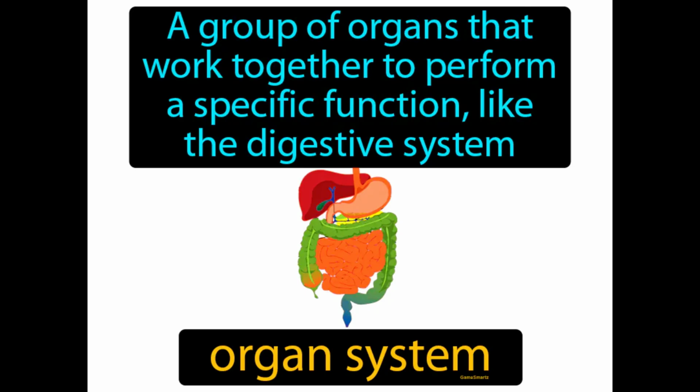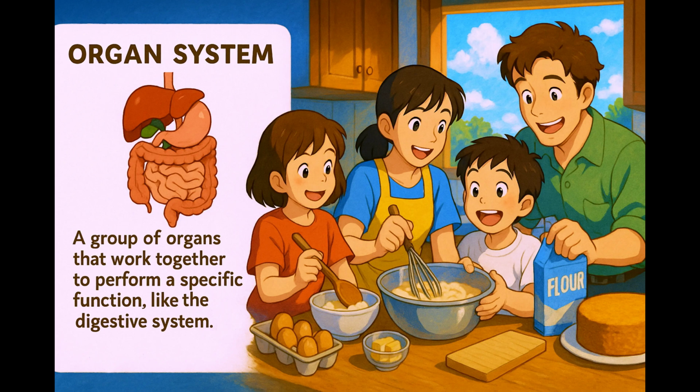A group of organs that work together to perform a specific function, like the digestive system. Organ system. An organ system is a collection of organs that work together to perform a specific job in the body. Imagine trying to bake a cake without a recipe, with each person in your kitchen randomly adding ingredients or adjusting the oven temperature. This chaotic scene is akin to how our organs would struggle to function efficiently without the organized cooperation found in an organ system.